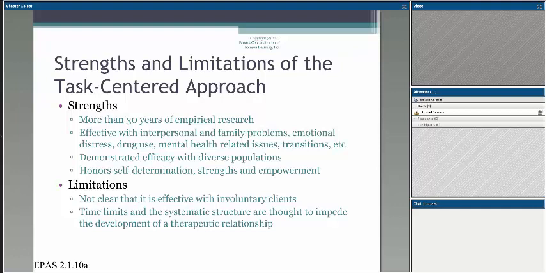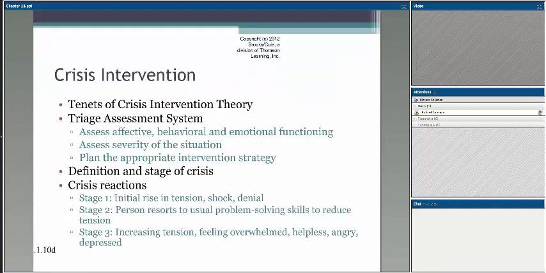And then the time limits. Sometimes we've got this task-centered approach, which is very specific in terms of the amount of time and resources that workers can spend with a particular family before moving on. So sometimes we may have situations that need a longer period of intervention, which this model doesn't necessarily lend itself to.